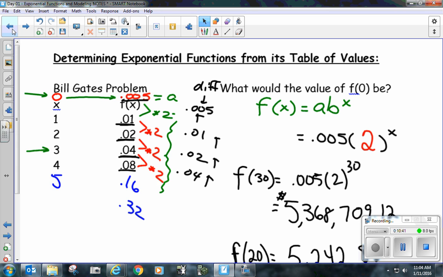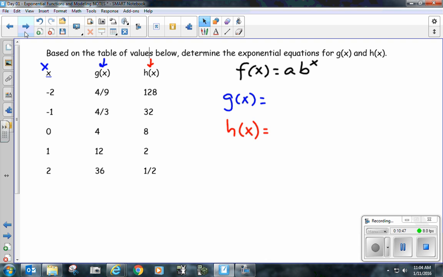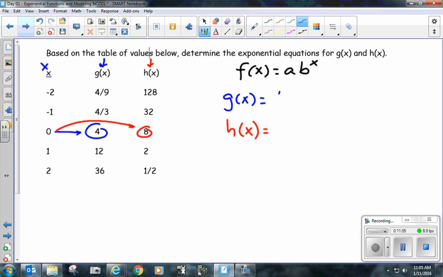Where it started. Where x is what? Where x is 0. So now we're going to fast forward to this next slide. What is our initial value for g of x? 4. It's 4, because that's where x is 0. What's our initial value for h of x? 8, because that's where x is 0. So I know this is going to start with a 4, and this is going to start with an 8.